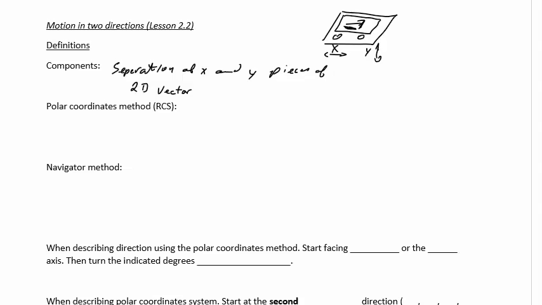we label the y-axis. So if we talk about the separation of a two-dimensional vector, let's say we've got a vector that goes like this, we're going to break it apart into an x piece and a y piece. Okay. The polar coordinate method, or rectangular coordinate system as it is called, is a way of measuring angles. Right? It's an angle measurement.